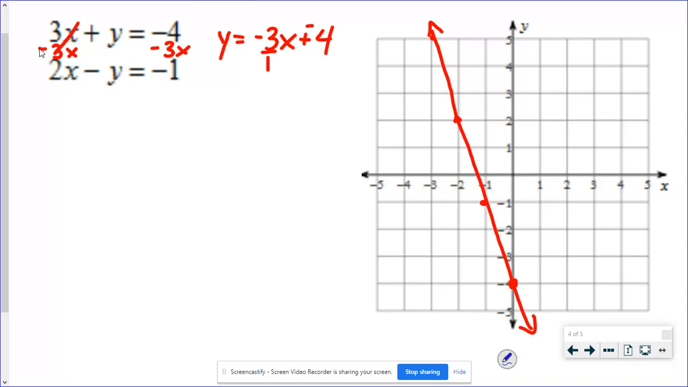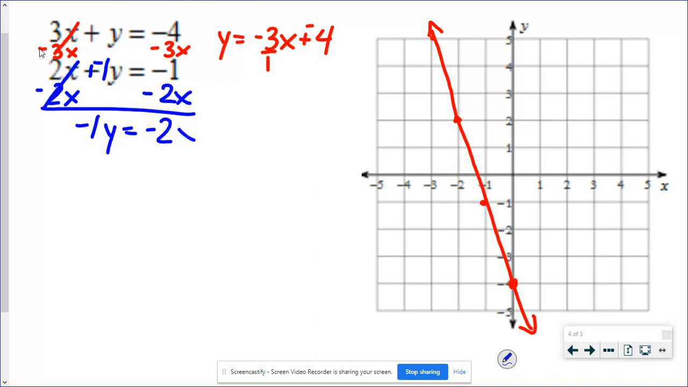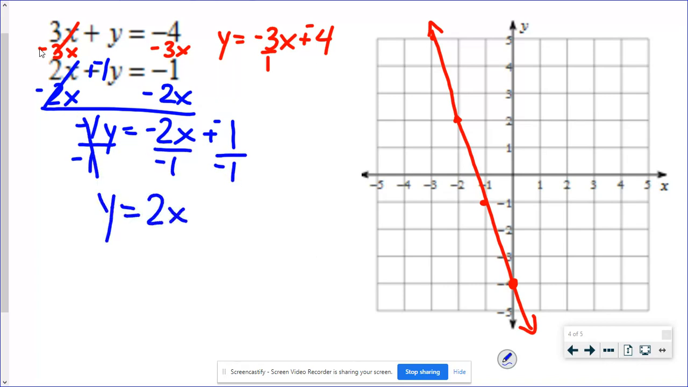And then the second line, we have to be a little careful on this one. I would do a keep, change, and I'd sneak a 1 in front of that y. So when I subtract this 2x, I'll have negative 1y equals negative 2x minus 1, or plus a negative 1. But I don't want negative 1y, I just want y. So we have to divide, divide, divide. So negative 2 divided by negative 1 is going to be positive 2 with the x, and then negative 1 divided by negative 1 is positive 1.